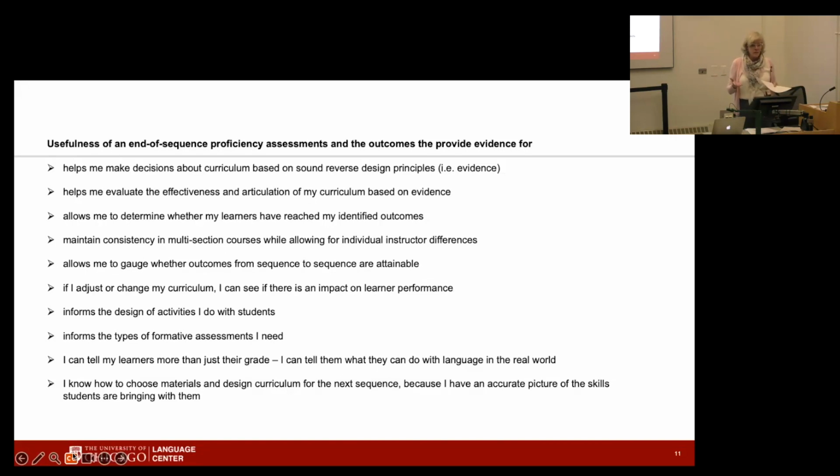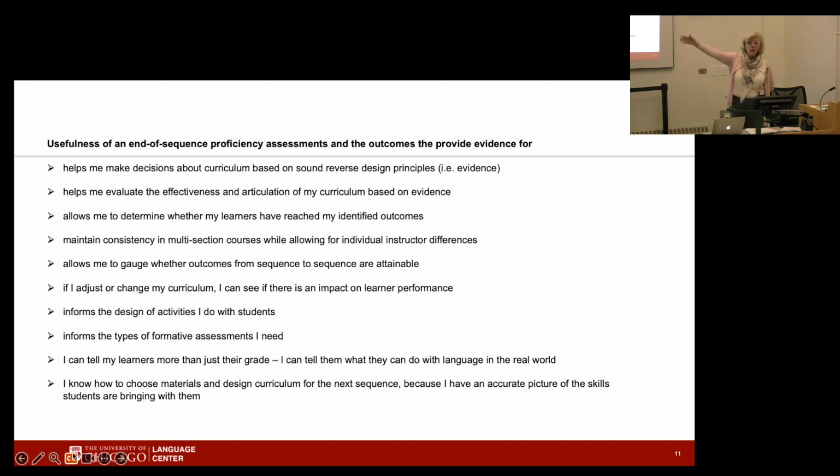I have to prepare them for an end of first year face-to-face test of their speaking. That's my job. That's where I'm accountable. So it affects the activities and the way I structure things when I'm teaching. And it informs the kinds of formative assessments, right?